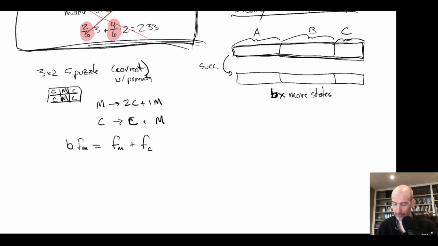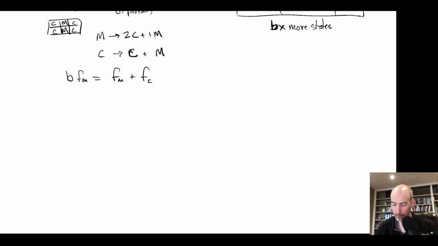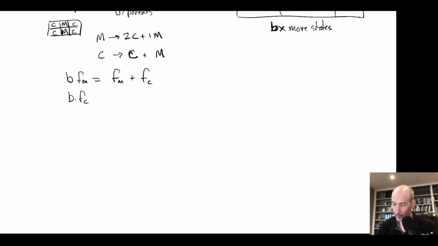Okay, let's write this out again. So now what we're doing is we're thinking about the fraction of corner states. So b times the fraction of corner states. Where do corner states come from? Well, I get one corner state for every corner state, and I get two more for every middle. So I get 2 times the number of middle states plus the number of corner states, or the fraction of corner states.